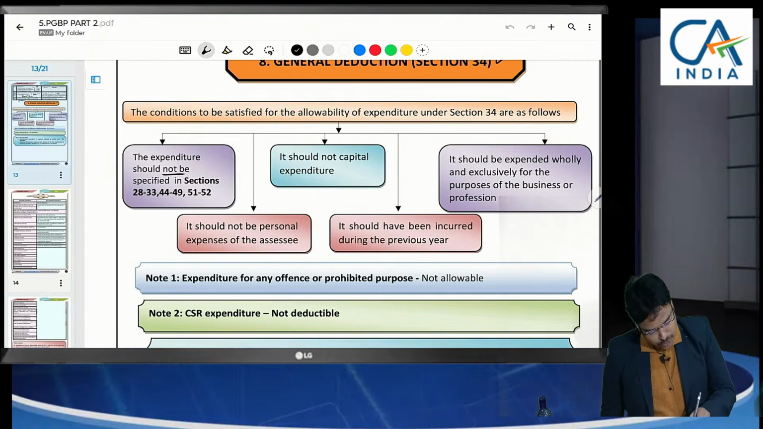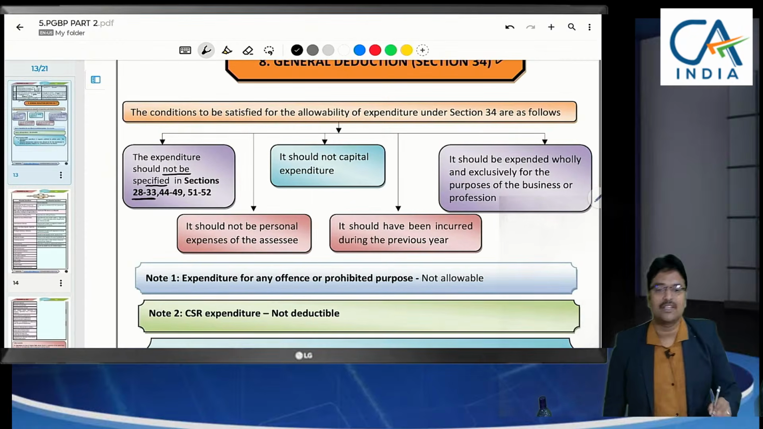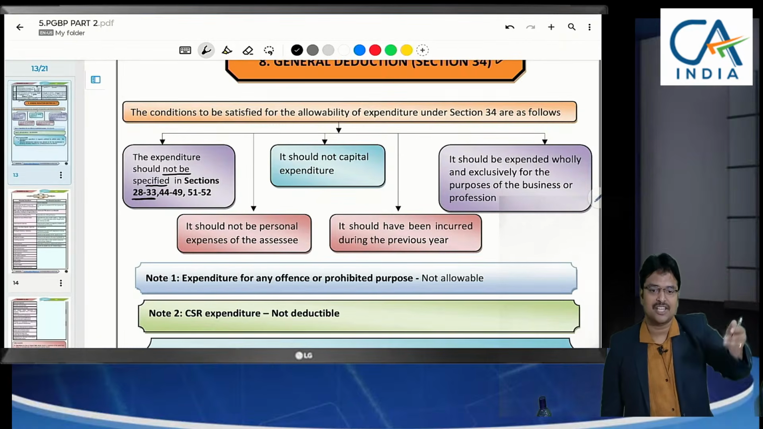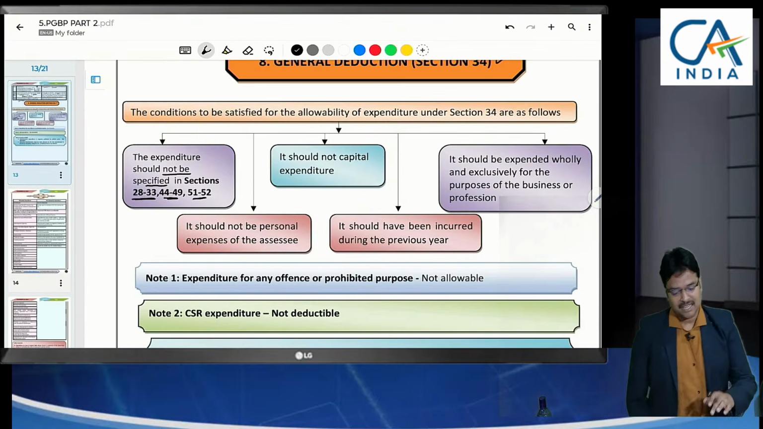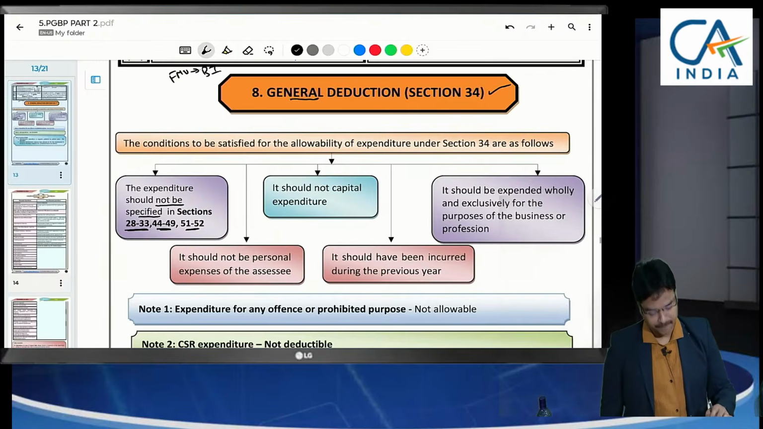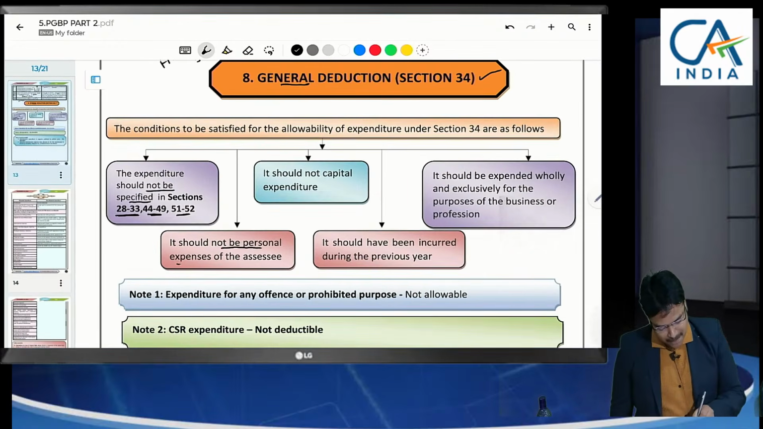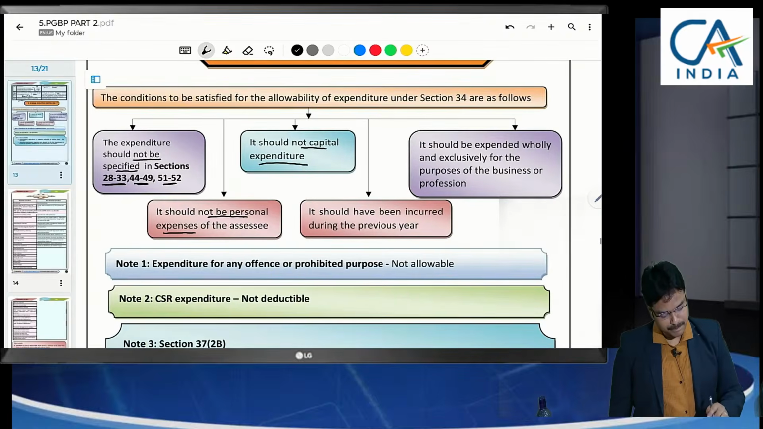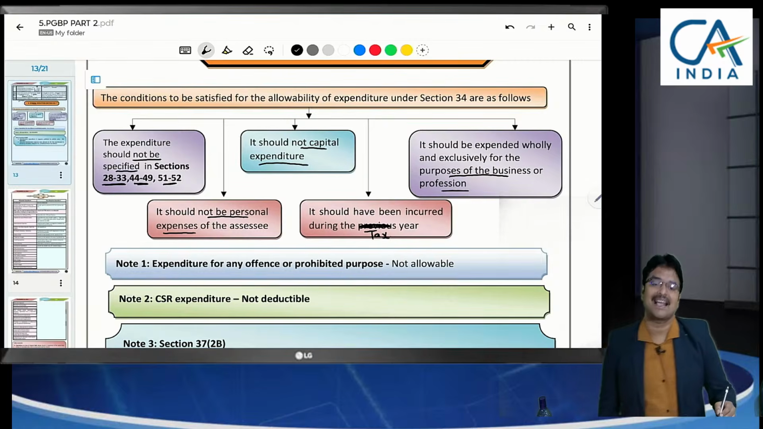The expenditure should not be specified in 28 to 33. Not only this, in next sessions we will learn sections 44 to 49, 51 to 52. In no sections should it be mentioned, because this is a general deduction. It should not be a personal expense. Personal expense cannot be claimed as deduction. It should not be capital expenditure. It should be exclusively for the purpose of business or profession only, and it should be used for the purpose of business during the tax year.